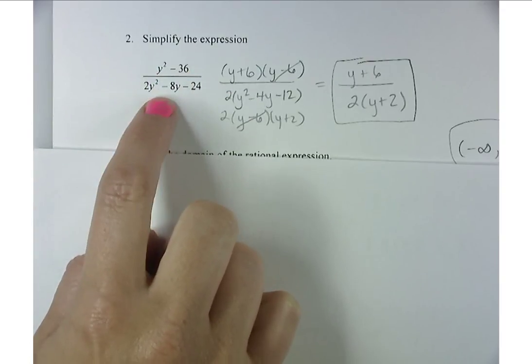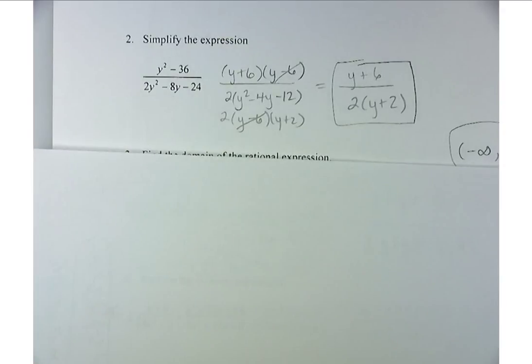Now on the bottom, again, take out the common factor. What do we take out first? I know, I want everybody to say it. Okay, so what do we take out first? Greatest common factor. Okay, there we go.